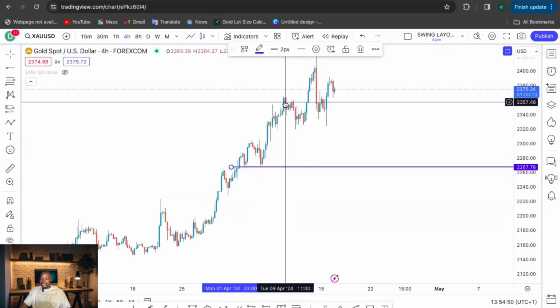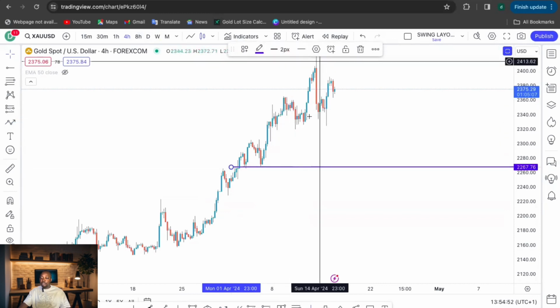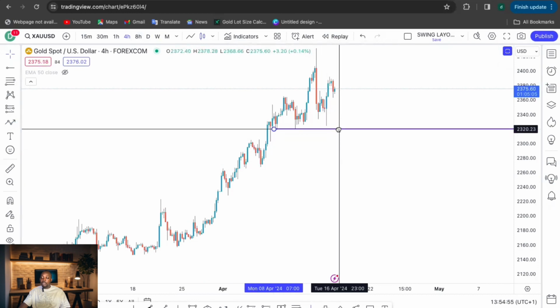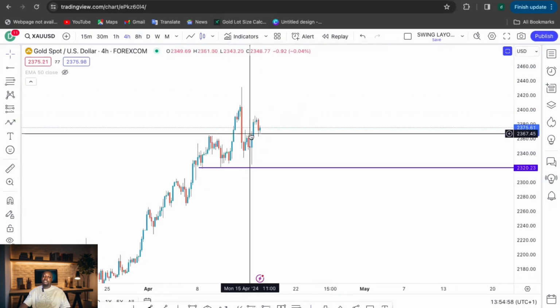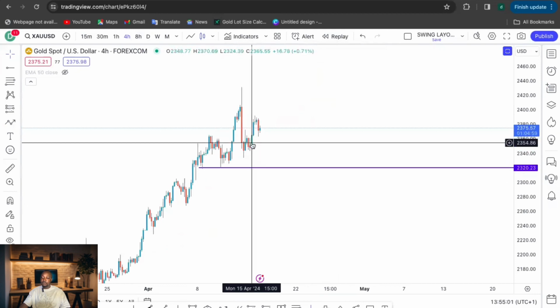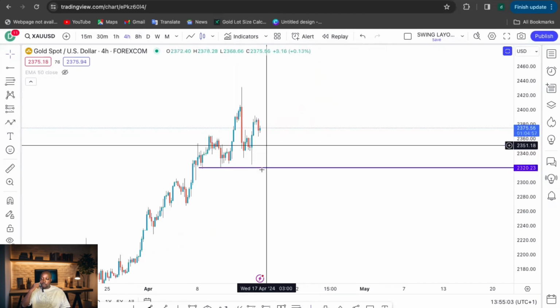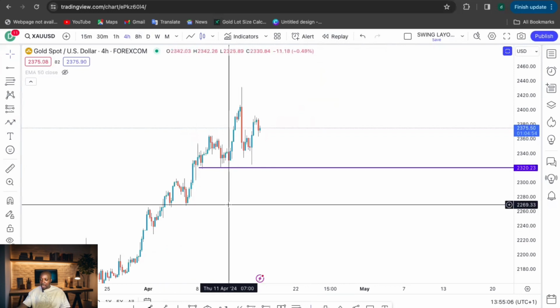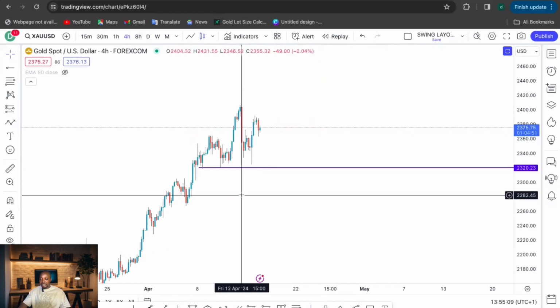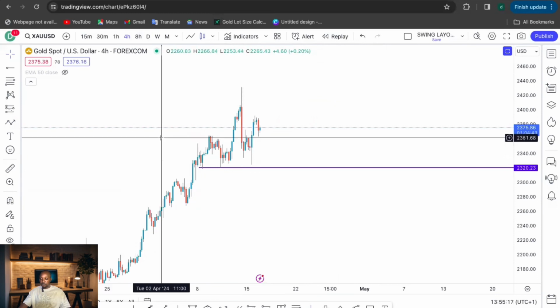So provided that this market has not taken out this low, has not body closed below this previous higher low, the market is still in an uptrend. I feel like this is the basics of what you should know about structure. Now you can take these structure concepts and carry them out to your lower time frames. It works on all time frames, on the 1 hour, 15 minutes, 5 minutes. You just need to know how to apply them.